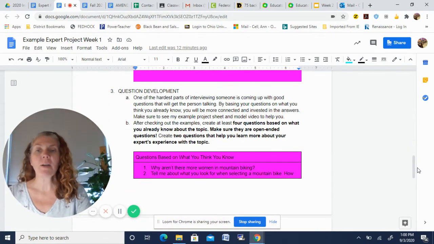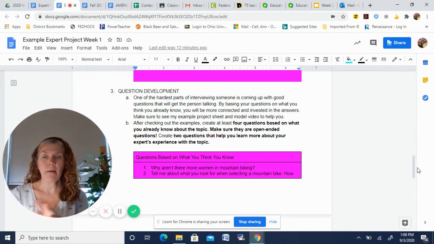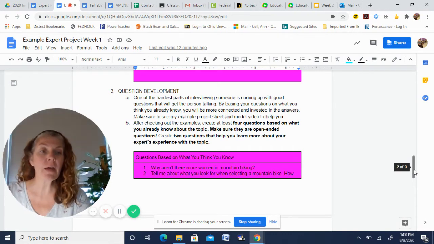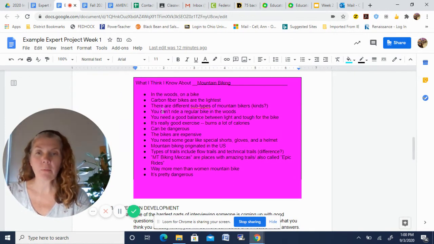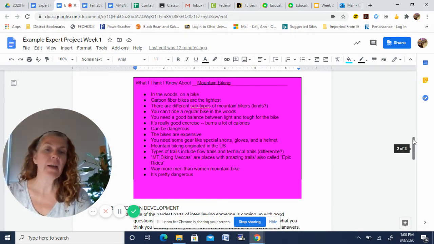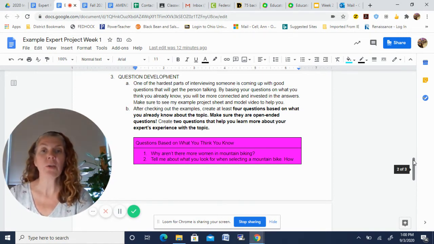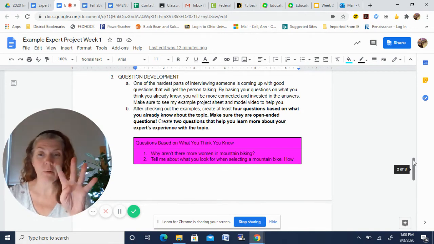And then question development. So when we get to that point, it's time to take those ideas that we came up with for research, so that expert topic and my knowledge about that expert topic, and turn it into questions. So in order to do that, I jumped back and forth and I reread what I knew, and then I rolled down here and I typed a question. So just to give you an example, the first questions are going to be questions based on what you think you know. And you're going to do 4 of those.